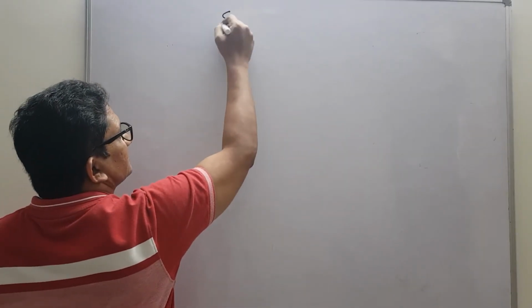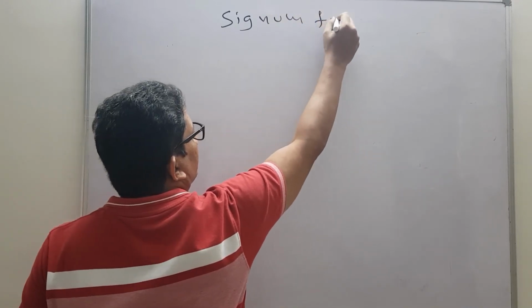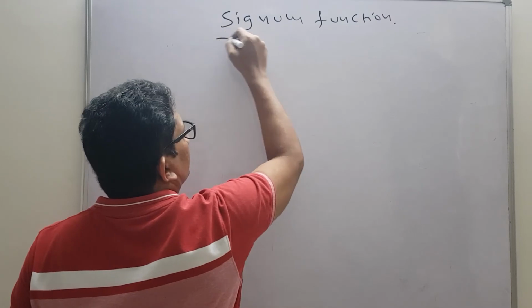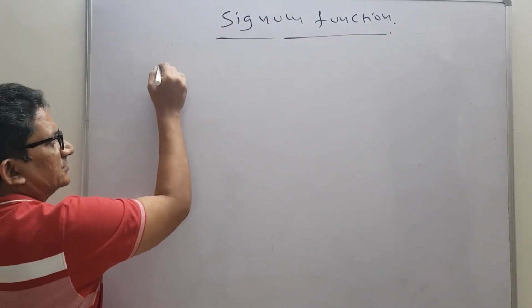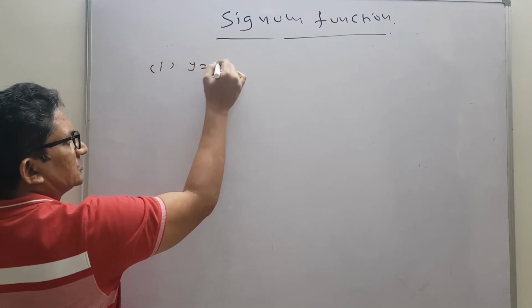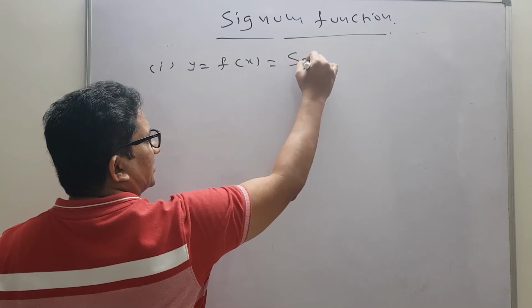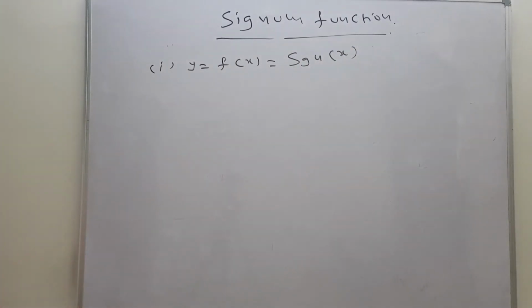Signum function. The signum function, that is y equals f of x, we can write it as sgn of x. That is the simplest form of writing the signum function.